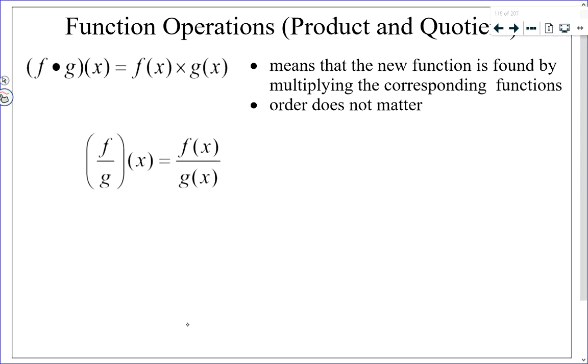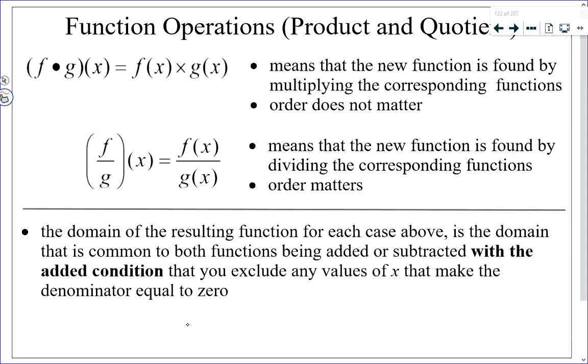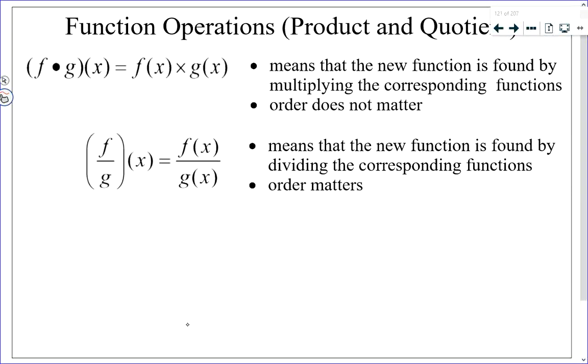F over g, quantity of x, means f of x over g of x, or f of x divided by g of x. And that just means the new function is found by dividing. And of course, order matters because order matters when you divide things. I don't mean to be flippant there. Order matters when you divide things. 10 divided by 2 is 5. 2 divided by 10 is not 5, it's 0.2.